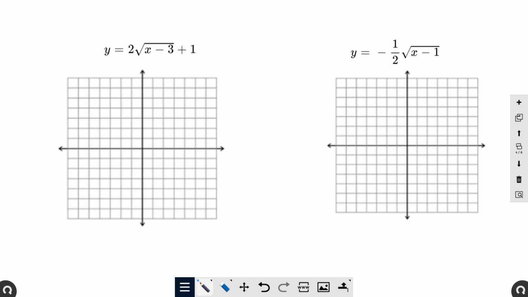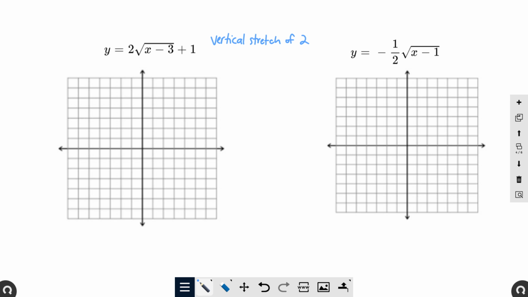So start off one part at a time. Y equals 2. Well, what does this 2 tell us? Vertical stretch. Good. Make sure you say vertical stretch of 2. You got to put all those words in there. When you describe your transformation, sometimes it can seem a little wordy.